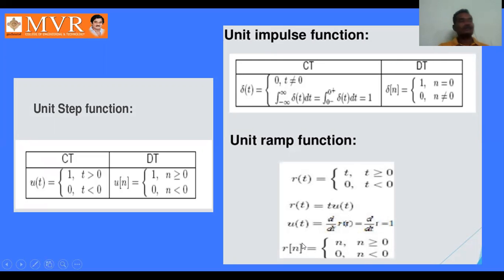Then r of n is the representation of the unit ramp function in discrete time signal. So r of n equals n for n greater than or equal to 0, and is 0 for n less than 0. So this is the basic mathematical representation of all these signals: unit step, unit impulse, and unit ramp functions.